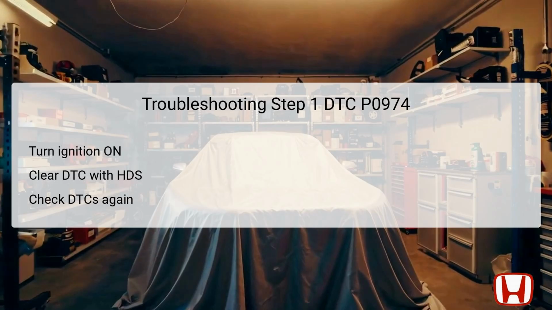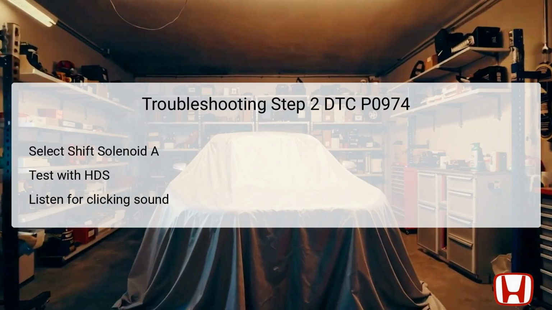start the engine while ensuring the shift lever is in the park P position for at least 1 second. This procedure allows the system to perform checks on various components. Afterward, check HDS again for any pending or confirmed DTCs. If DTC P0974 is indicated, proceed to the subsequent step as the problem is verified. If not, revert to the second step of the troubleshooting process. This step serves to confirm whether the issue still persists.